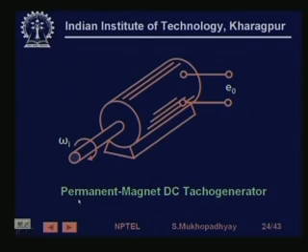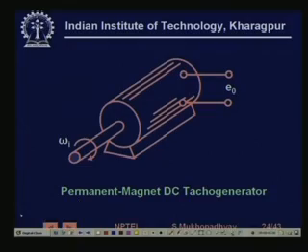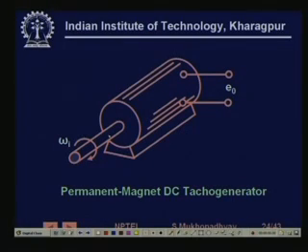Typically, a somewhat similar principle is used in probably the most common sensor for sensing motor speed, which is the permanent magnet DC tacho generator. So it is nothing but a DC generator, where again the case is slightly different. In the previous case, the coils were fixed and the magnet was moving. In this case, it is the magnets which are fixed on the stator, and it is the coils on the armature which are actually moving.